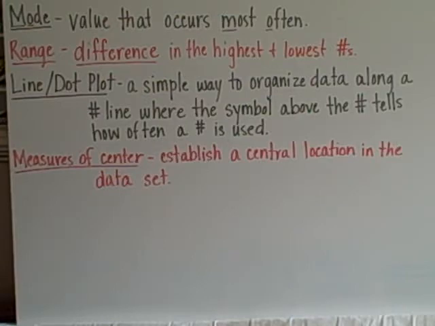The next term can go by a couple of names. It can be called a line plot or a dot plot, and it is simply a way to organize data along a number line where the symbol above the number, could be an X, could be a dot, could be a star, anything, is going to tell how often a number or a value is used.